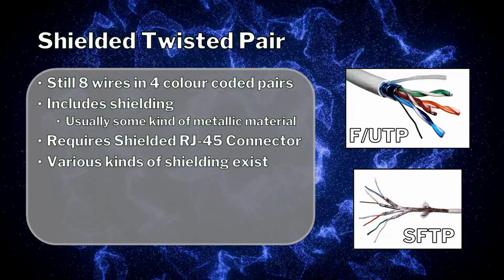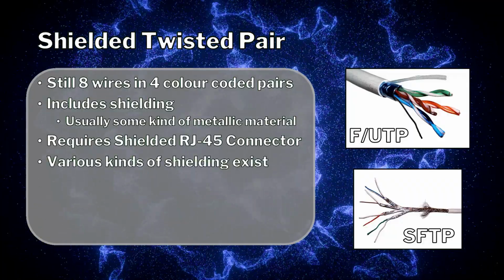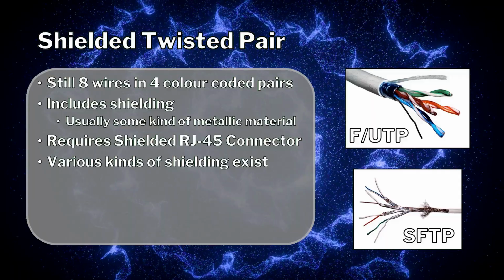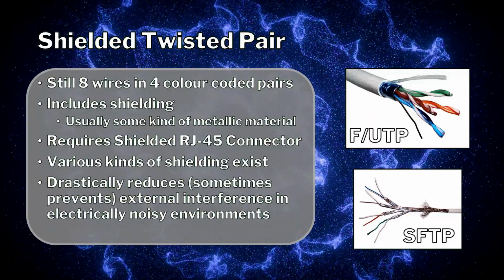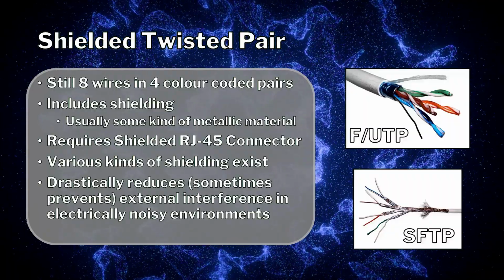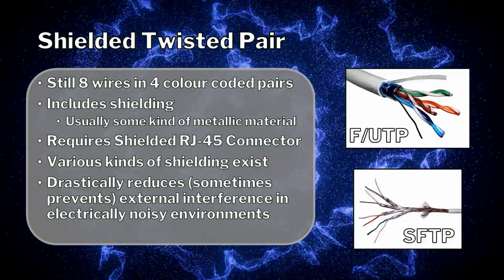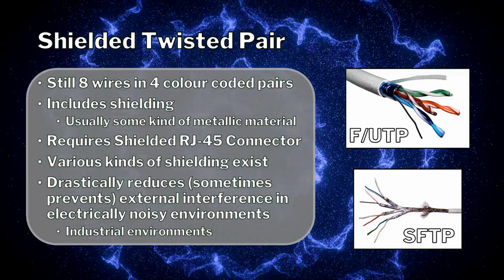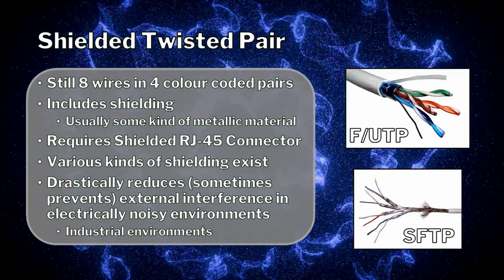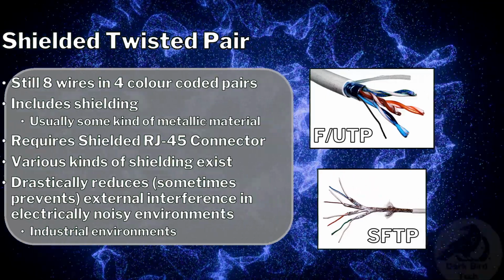There are actually a couple of other varieties of shielded twisted pair, but those two types are the most common that you would likely come across. And it drastically reduces and even eliminates minor to moderate levels of external interference, making it suitable for industrial environments and other electrically noisy places that you would want to run a network cable.